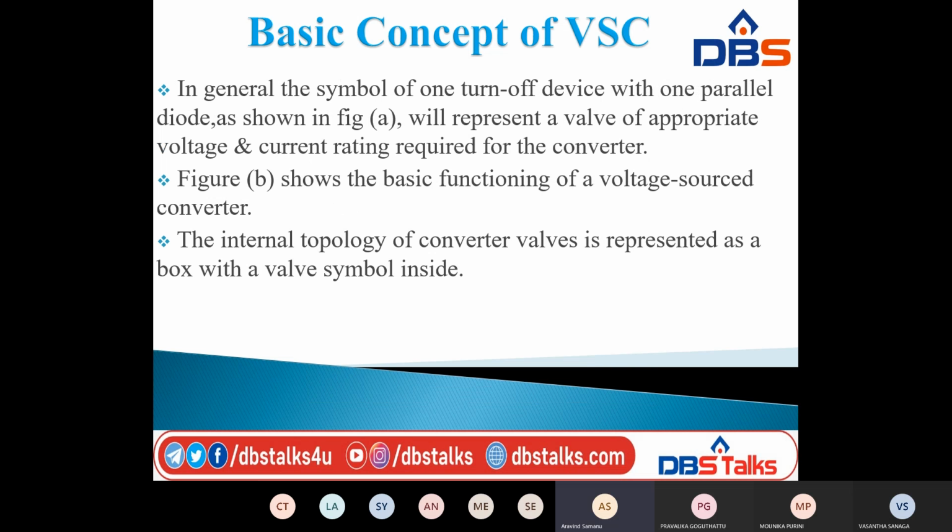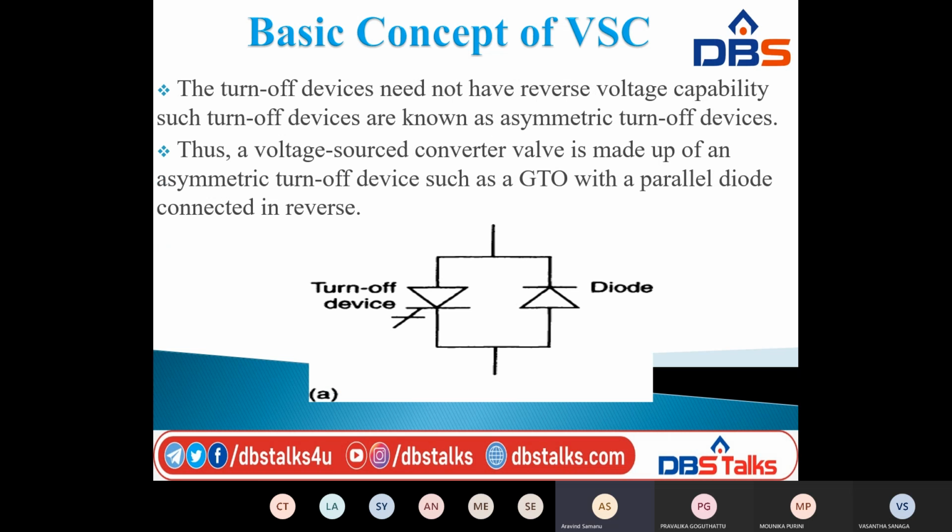In general, the symbol of one turn off device, here the GTO, with one parallel diode will represent a valve of appropriate voltage and current rating required for the converter.